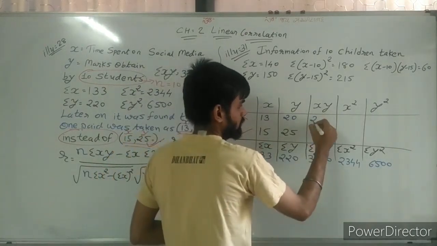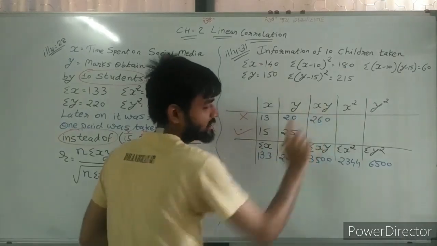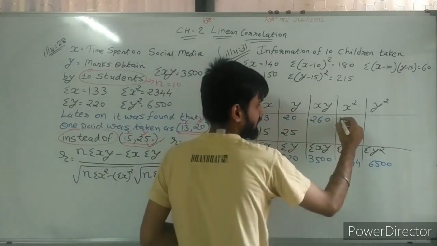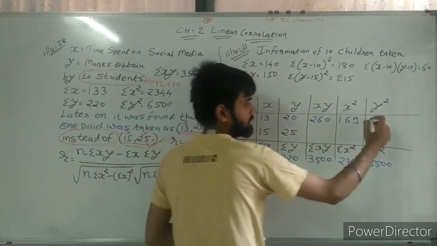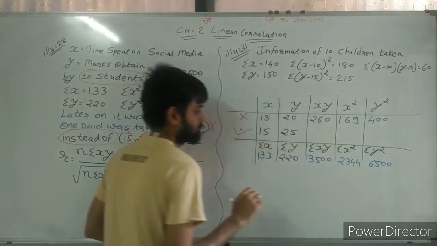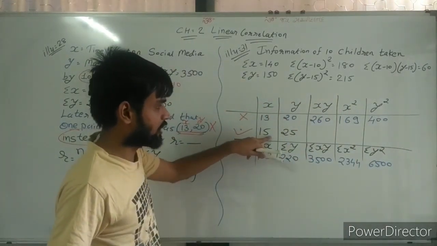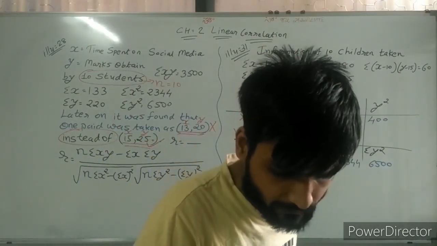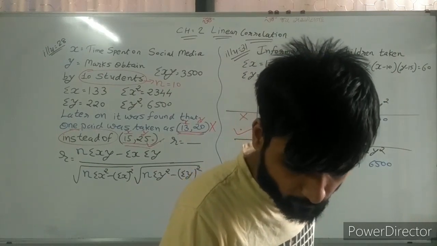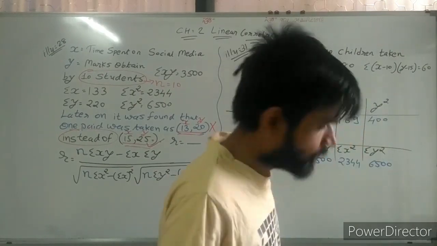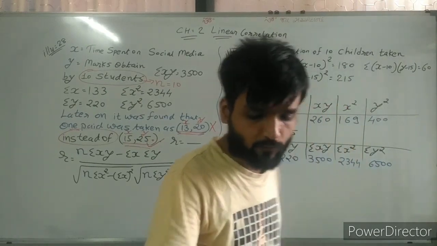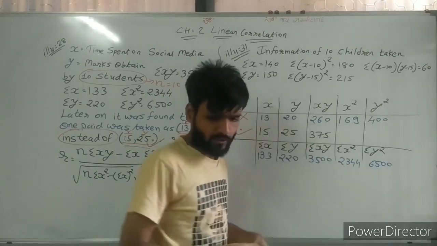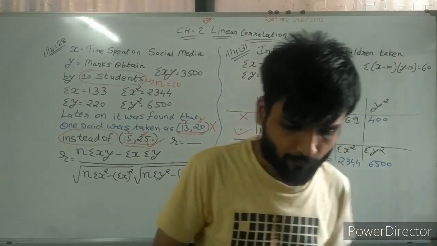13 to 26. Sir, X square. We need X square. So 13 square is 169. 20 square is 400. Sir, multiplication of these two, 15 into 25. So, sir, we need to find 15 into 25. So, 15 into 25 is 375.